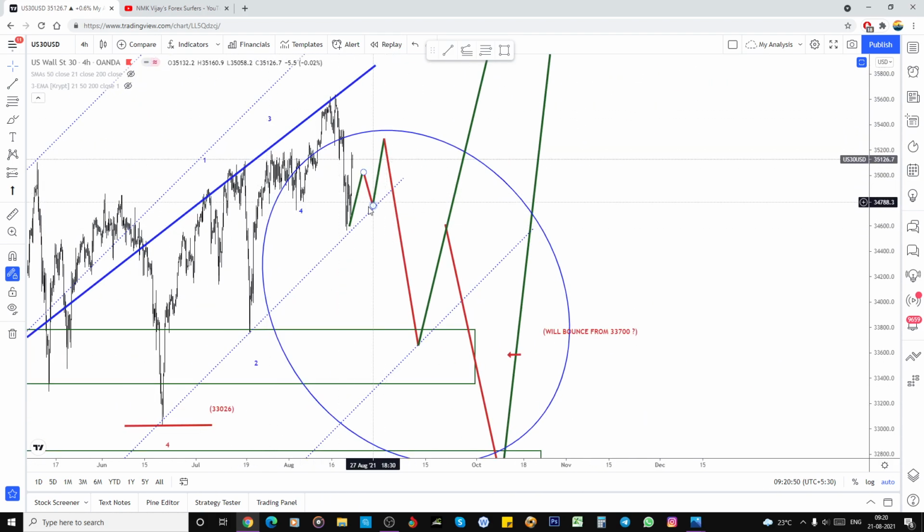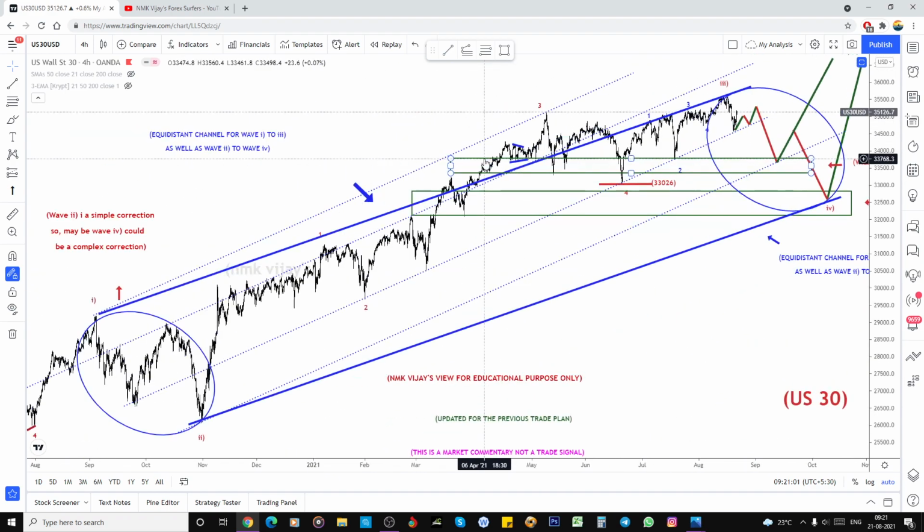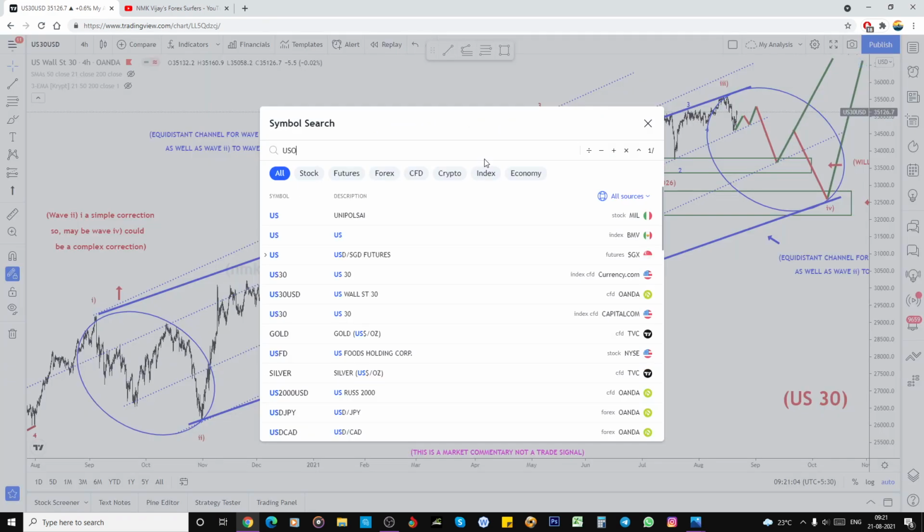See, from here I expected, right? 1, 2, 3. It did, right? 1, 2, 3. So whether it is going to make one more complex correction to reach here, can't say. So let's move on to US oil.